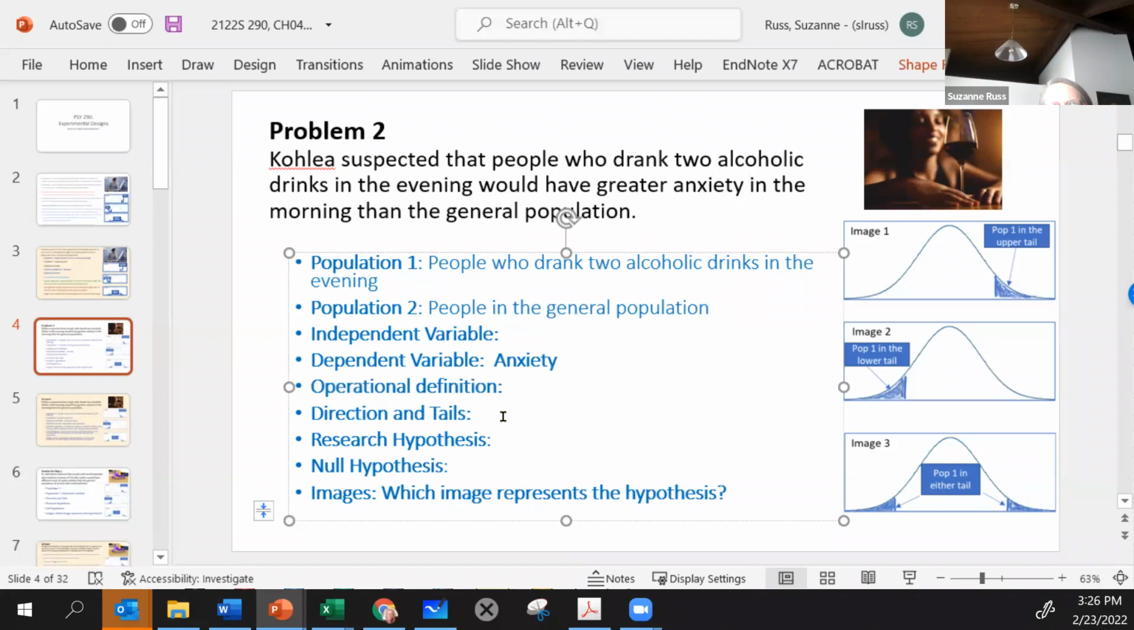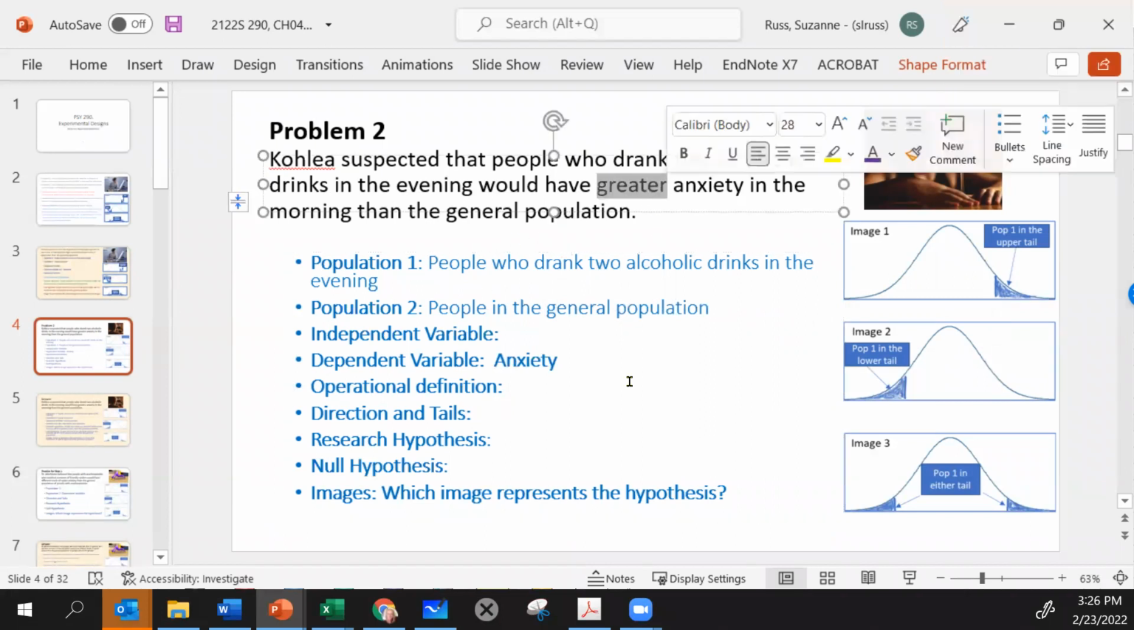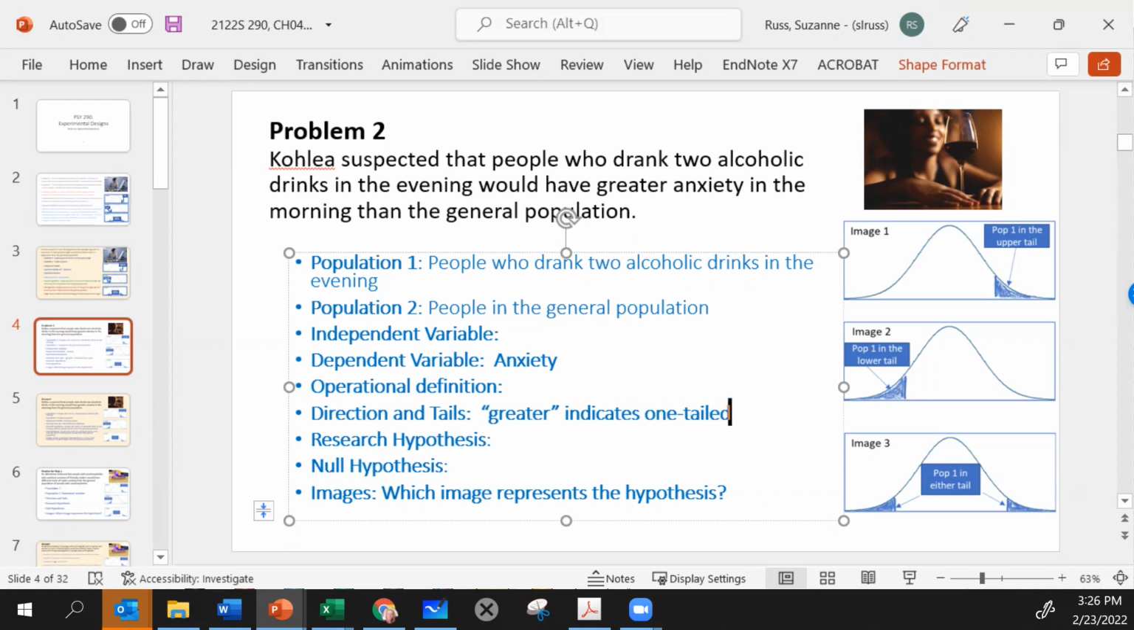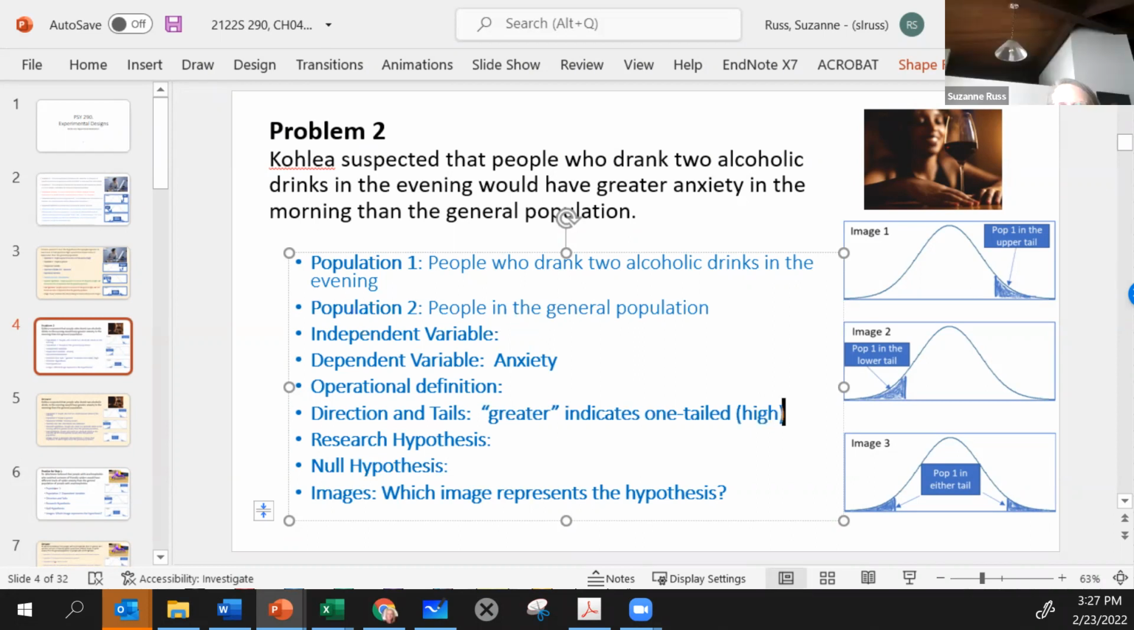We'll look for direction. Does the researcher think that the people will have more anxiety or less anxiety, or is she not sure if it will be more or less? And in this case, we have this word greater, suggesting that it will be more. Greater indicates a one-tailed test. She's only looking for scores in one end of the distribution, and she's looking for scores in the high end. So we're going to put a one-tailed high test.